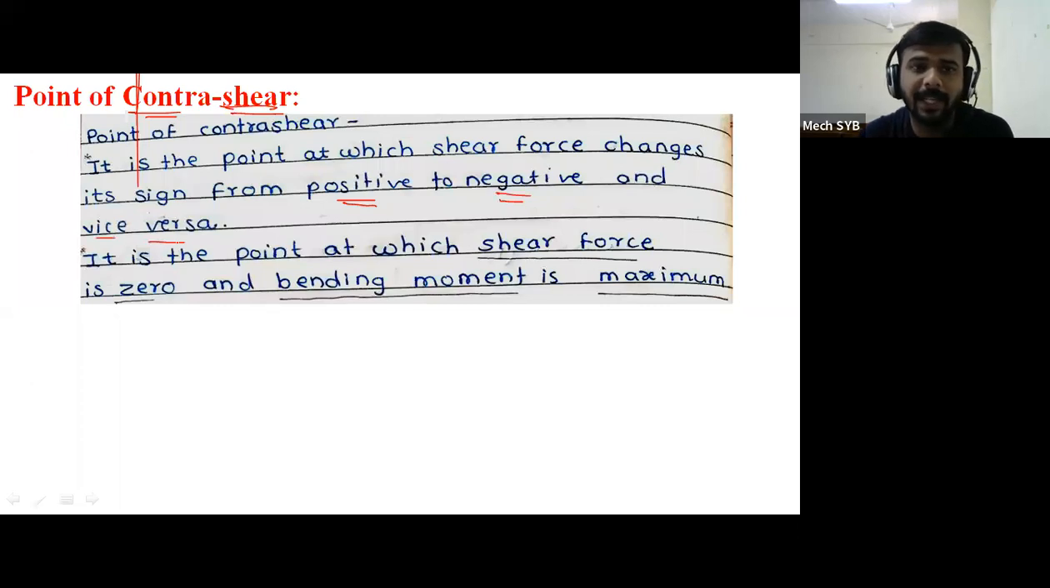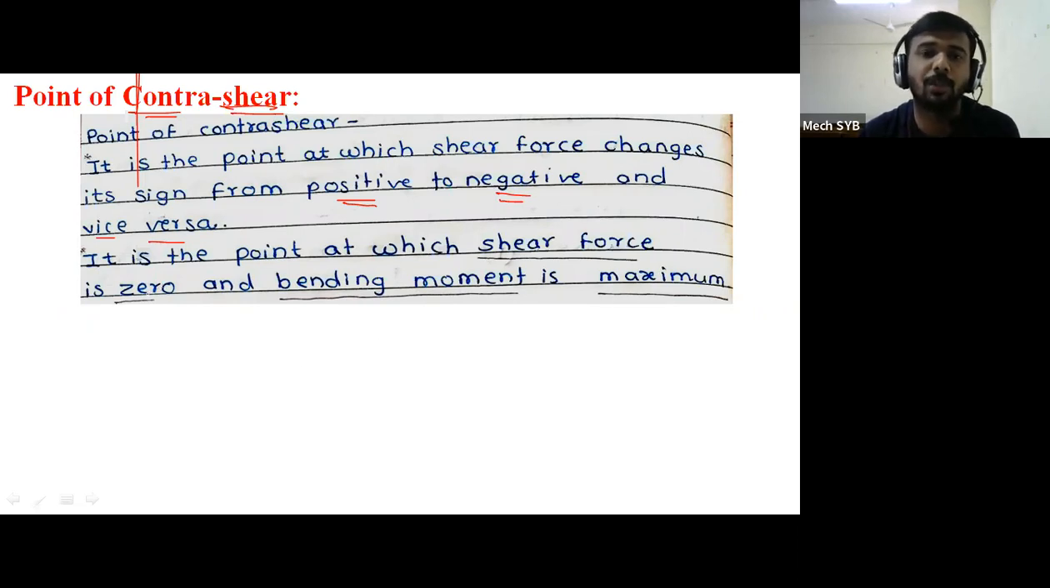So what is the meaning of that? It is the point at which shear force changes its sign from positive to negative and vice versa. म्हणजे हा एक असा पॉइंट आहे जो आपल्याला शियर फोर्स डायग्राम मध्ये मिळतोय. बघा, point of contra shear always will be visible in the shear force diagram. And what is the definition of that? It is the point at which shear force changes its sign from positive to negative and vice versa.